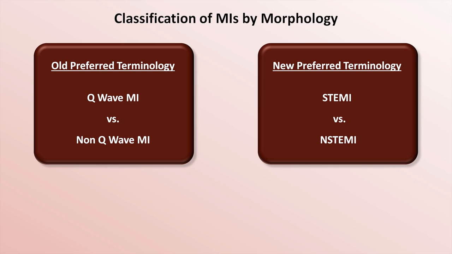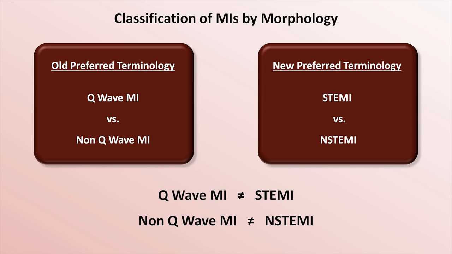Now, occasionally I've seen a resource or heard someone explain those terms by stating that a STEMI is the new word for a Q-wave MI and an NSTEMI is the new word for a non-Q-wave MI. This is absolutely not true. Both STEMIs and NSTEMIs alike may or may not result in Q waves.